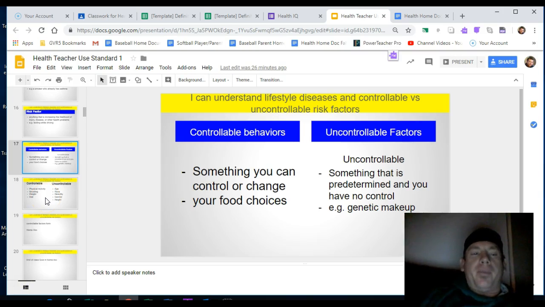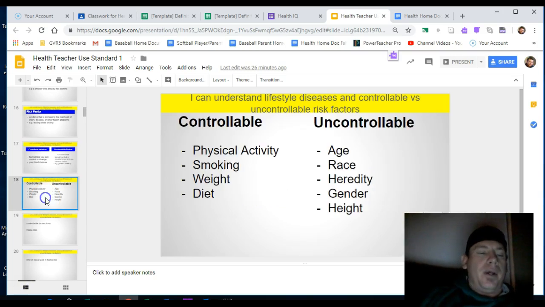So here are some other examples of controllable versus uncontrollable on the next slide. The way that you're born, the way that you look, those things are uncontrollable. But how much physical activity you have on a daily basis, whether or not you choose to smoke, how heavy you are, potentially even tomorrow, how you eat, all of those things are in your control, things that you have choices over.